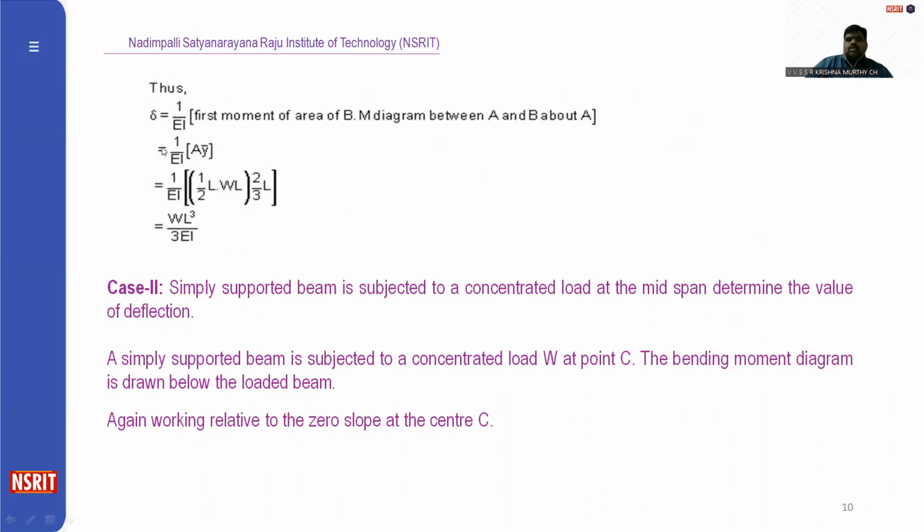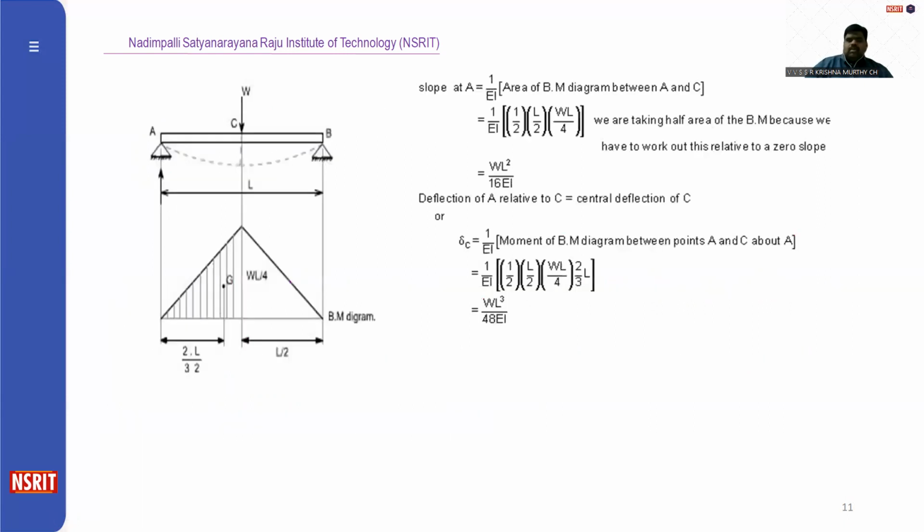Okay. So now case 2. Now we are considering a simply supported beam with a point load at the middle of the span. So we all know that in a simply supported beam, both ends are supported by reactions A and B. And at point C, that means exactly at the middle point, I am considering a point load. So at this point, the zero slope will be available.